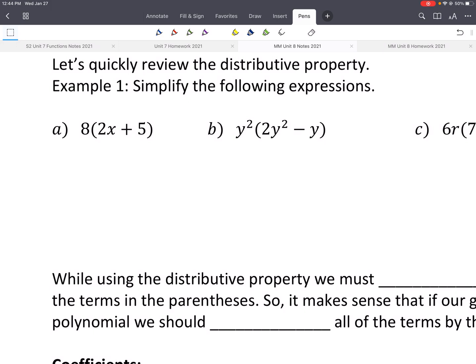Okay, so distributing. Let's do this, take a minute and pause and try to do these problems, A, B, C, and D. All right, so if we distribute, we can distribute numbers. So something like that, 8 times 2 is 16, and then 8 times 5 gives us 40. Okay, so that's one way we can distribute numbers.